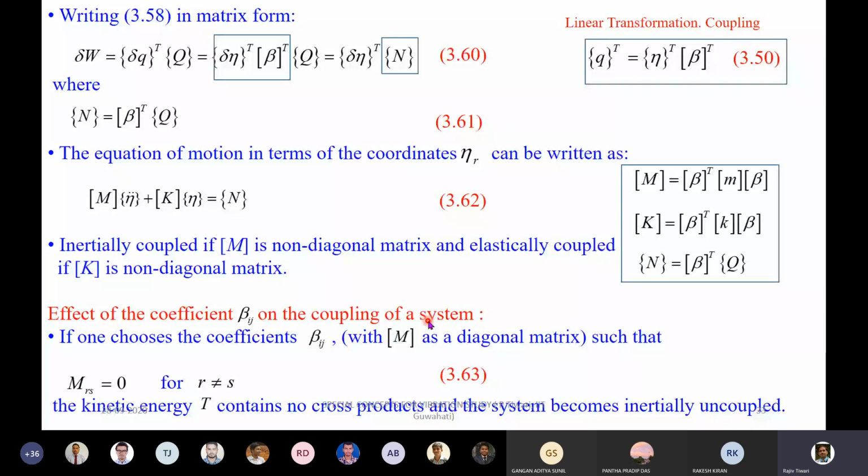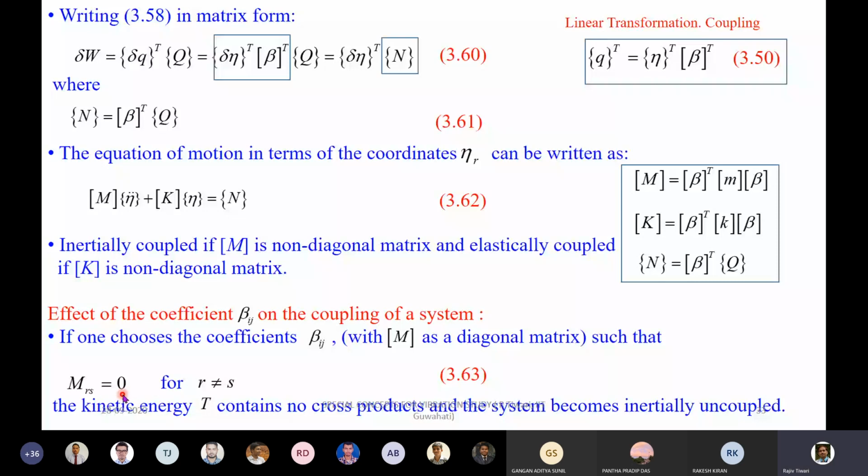But this transformation which we have defined, which is beta, has n times n components, that is Bij. So the choice of these coefficients will decide the form of the mass matrix and the stiffness matrix. We can choose these coefficients so that in the new generalized coordinates, the mass matrix, which was earlier fully populated with all the elements there, both diagonal and off-diagonal terms, can have only diagonal terms. If a matrix has only diagonal terms, then the solution becomes easier.